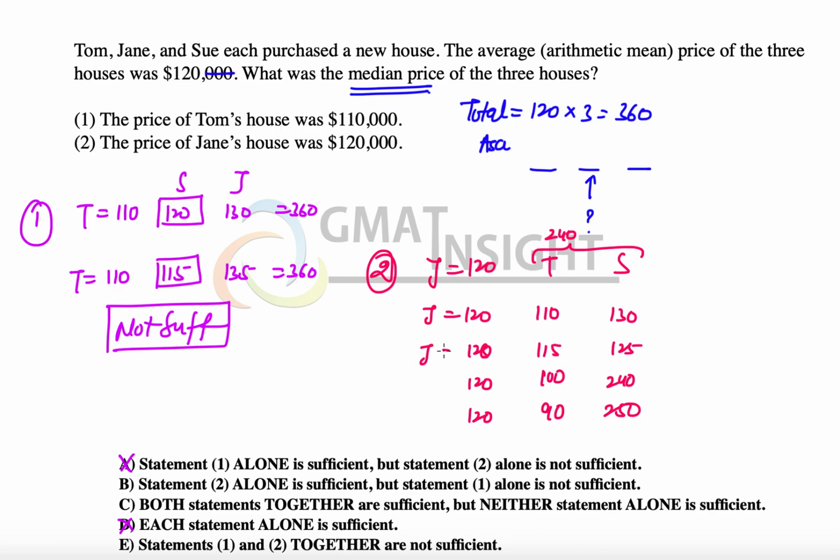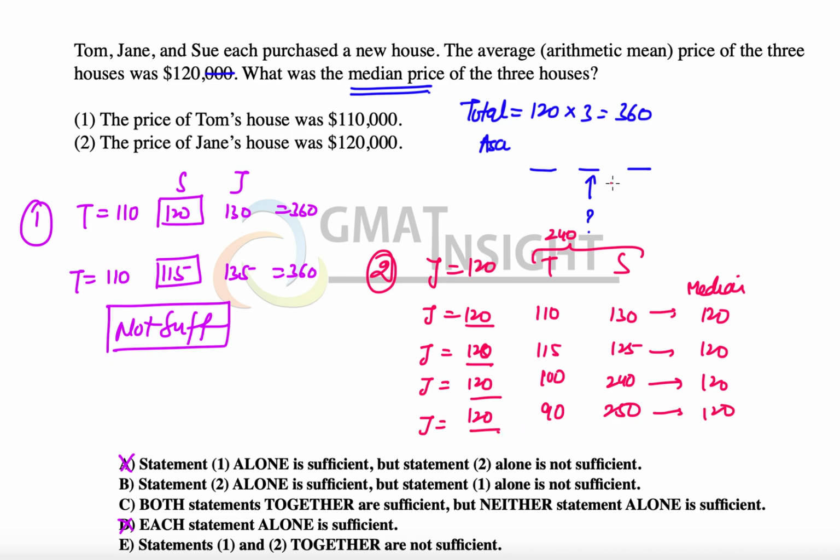See, we should not deal with data sufficiency this way. We should always keep our eyes on the question statement. The question statement is about the median. In the first case, if you look at the median, then it is 120. In the second case, the median is again 120. In the third case, the median is again 120. In the fourth case as well, the median is 120.